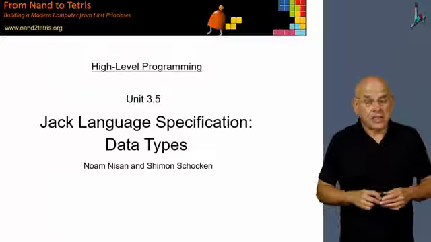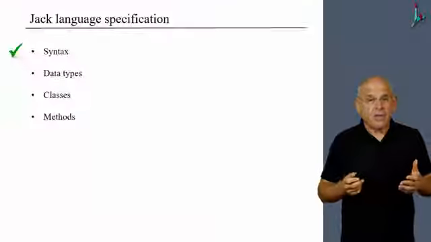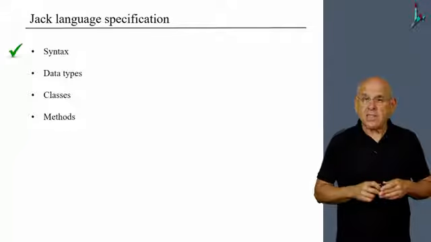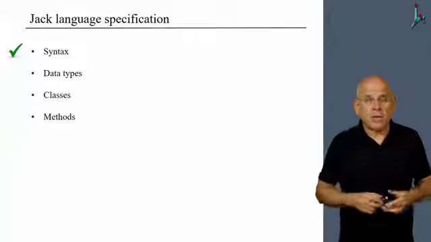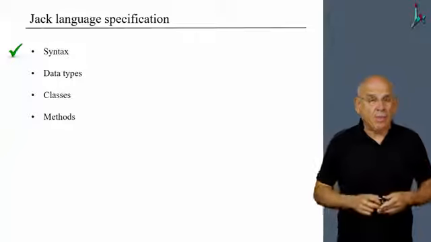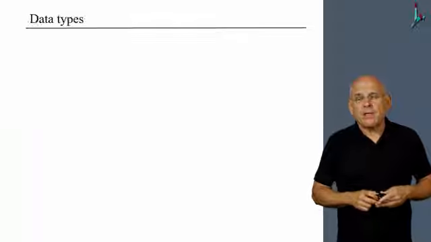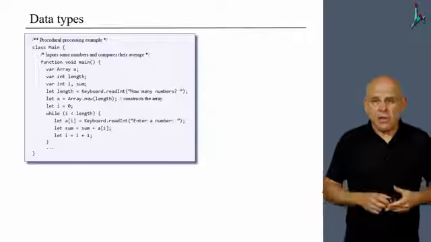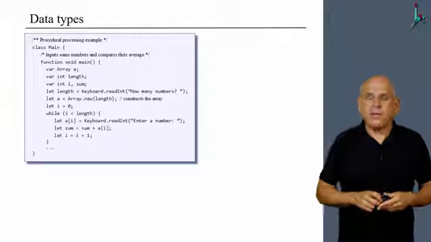Welcome to this discussion of the Jack language data types. In the previous unit, we talked about the language's syntax, and now we'll talk about what kind of data Jack programs are allowed to create and manipulate. And as usual, we'll start with an example. So here's some Jack code that does something. It's not terribly important what the program is doing.